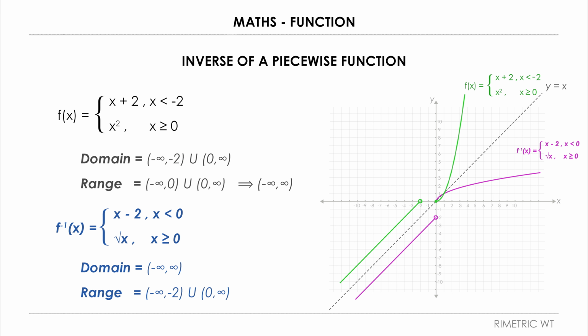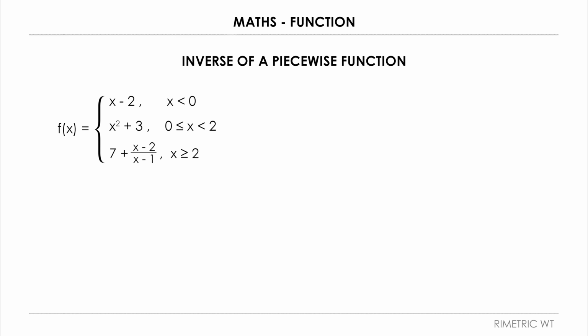This should be fun. Let's try a harder example with 3 pieces: a linear piece, a quadratic piece, and a rational piece. Here, our function is defined as f of x equals x minus 2 when x is less than 0, and f of x is x squared plus 3 when x is in the interval 0 to 2, and finally f of x is 7 plus (x minus 2) over (x minus 1) when x is greater than or equal to 2.